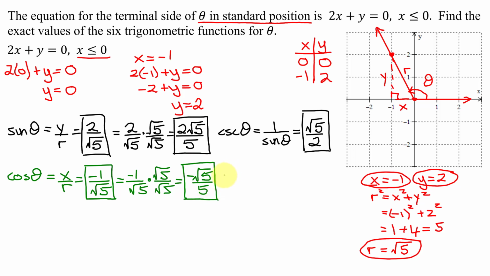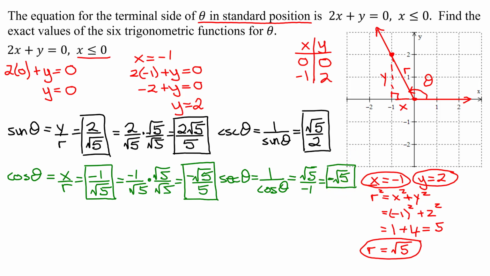Its reciprocal function is the secant function. The secant of theta is 1 over the cosine of theta. And I'm going to take the reciprocal of this version. So it's going to be the square root of 5 divided by -1, which simplifies to negative the square root of 5.